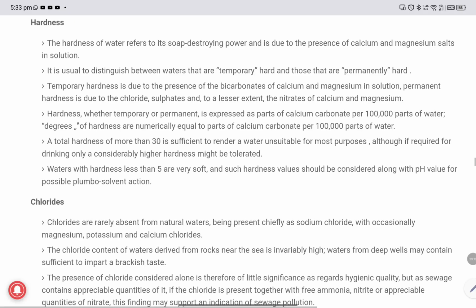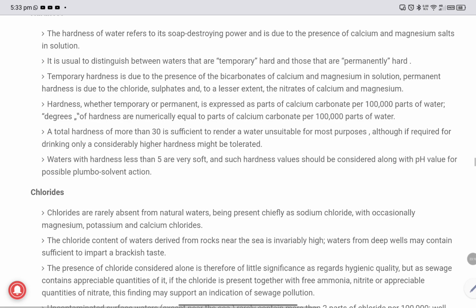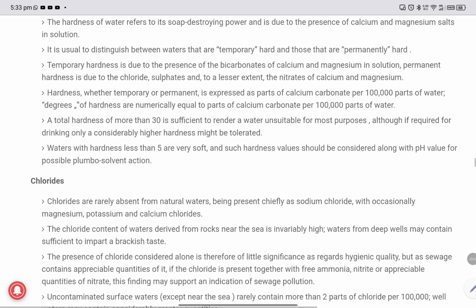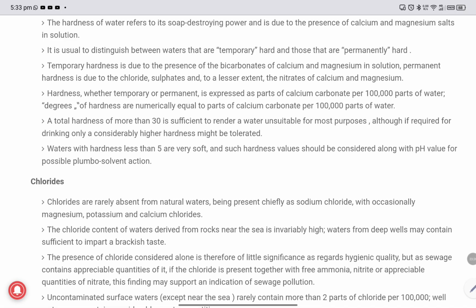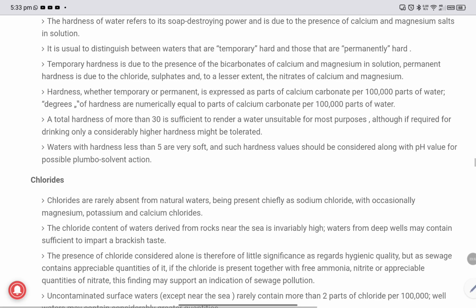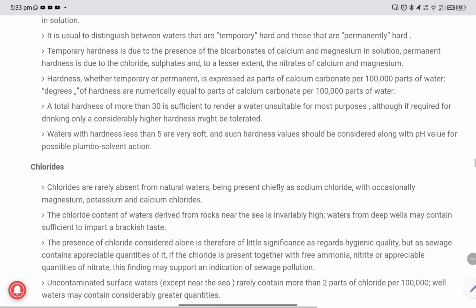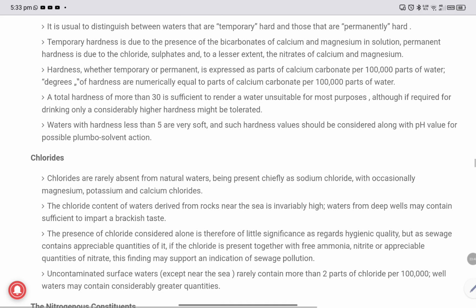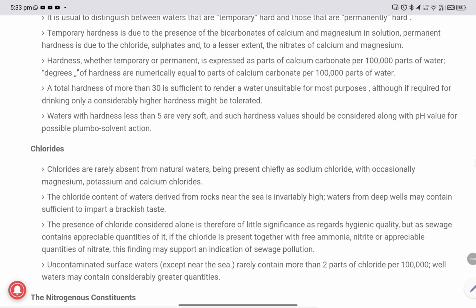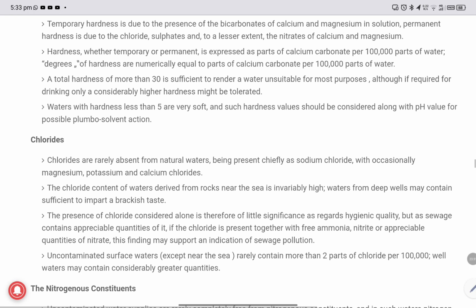Hardness, whether temporary or permanent, is expressed as parts of calcium carbonate per 1 lakh parts of water. Degrees of hardness are numerically equal to parts of calcium carbonate per 1 lakh parts of water. A total hardness of more than 30 is sufficient to render a water suitable for most purposes, although if required for drinking only, a considerably higher hardness might be tolerated. Waters with hardness less than 5 are very soft, and such hardness values should be considered along with pH value for possible plumbo-solvent action.